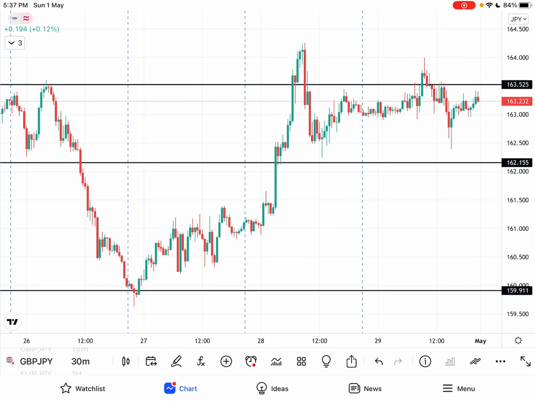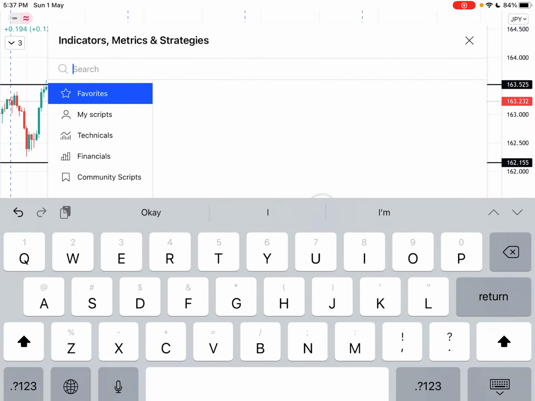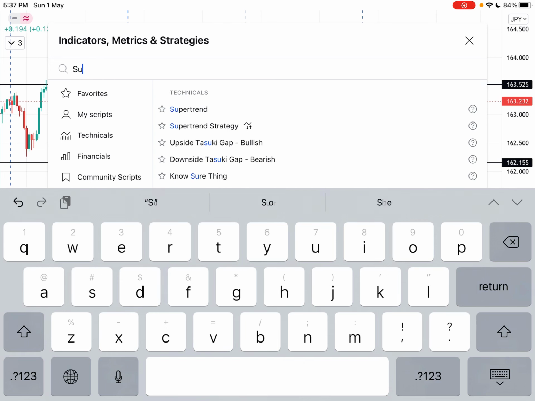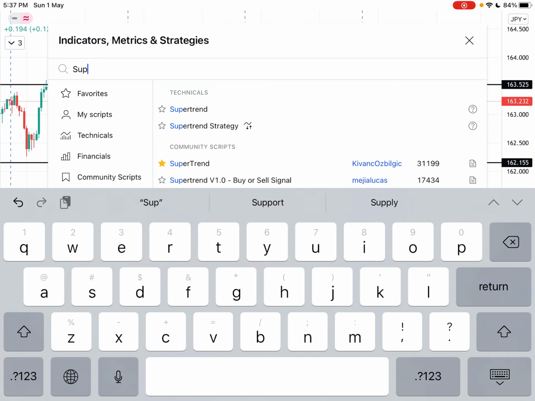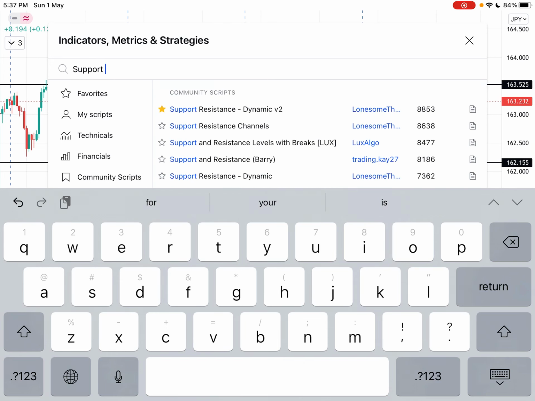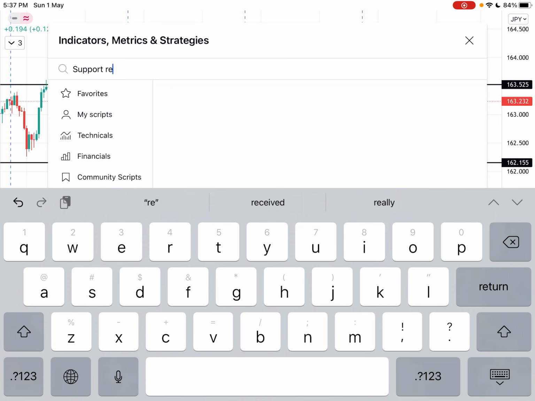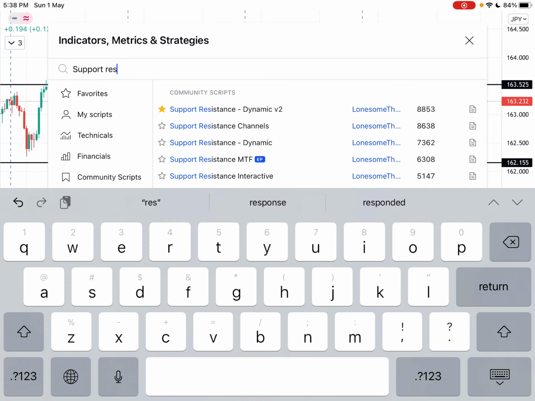Then I say, maybe I need another one to confirm that truly these levels are good for support and resistance. So the next one I'm going to be using is still support, resistance.